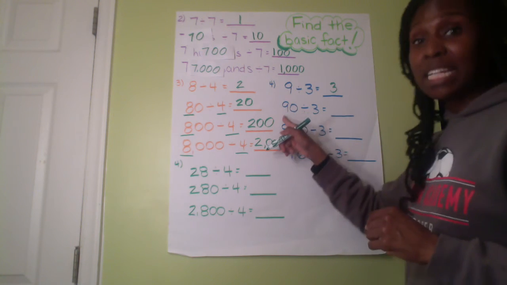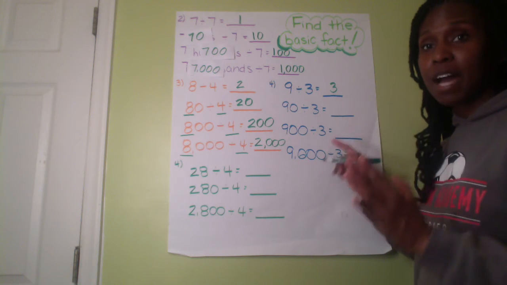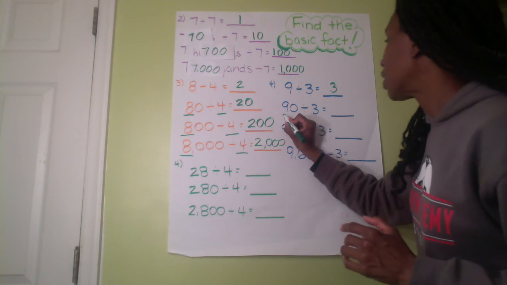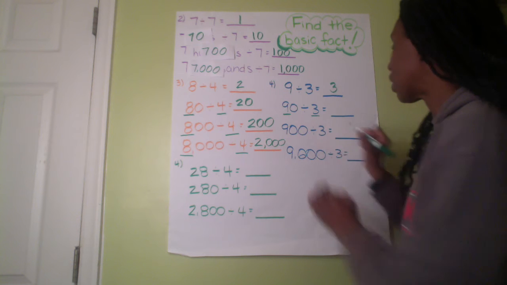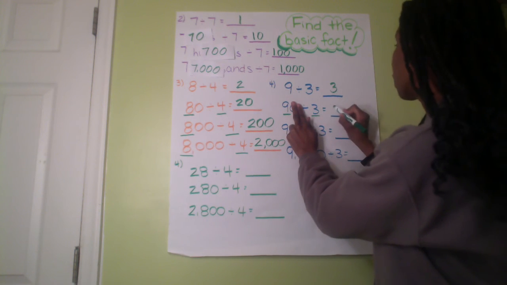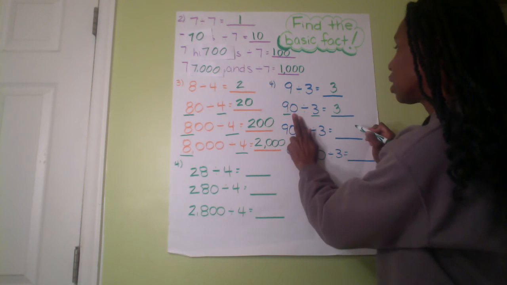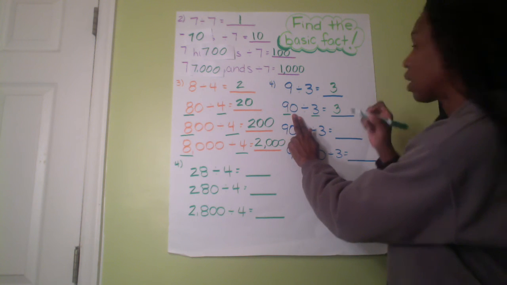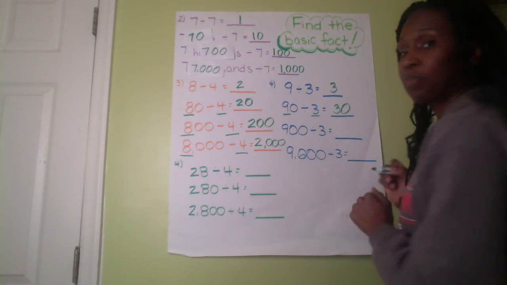All right, 90 divided by 3. Again, find the basic fact. Here it is, 9 divided by 3. Okay, 9 divided by 3 is still 3. And then let me see how many zeros I have. I have 1, so I'm going to add 1 zero here.